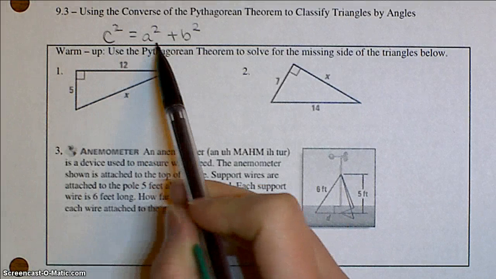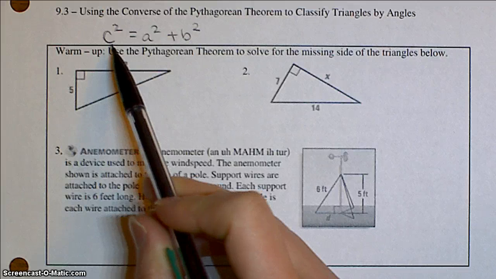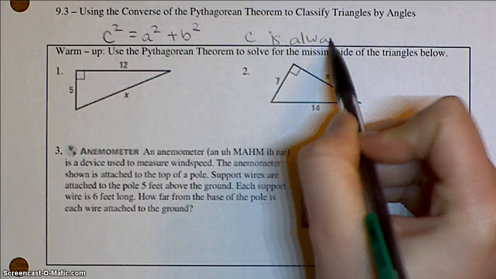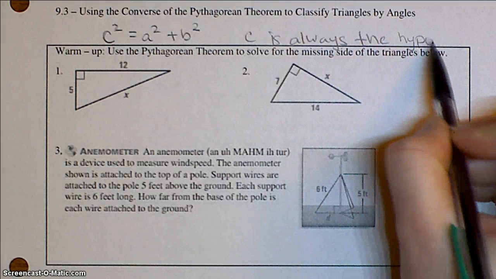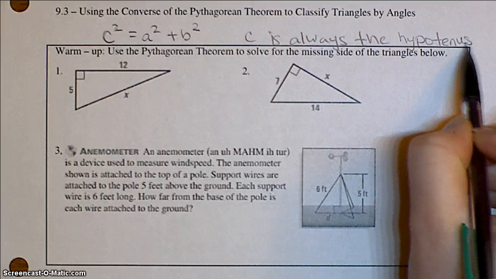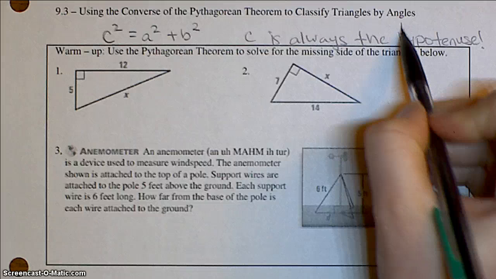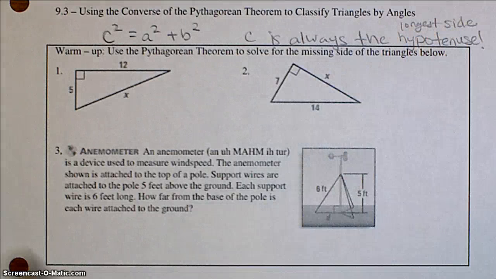C squared equals A squared plus B squared. And there's one thing that you have to remember when using this. C is always the hypotenuse. That's the longest side. It's also the side that's right across from the 90-degree angle.